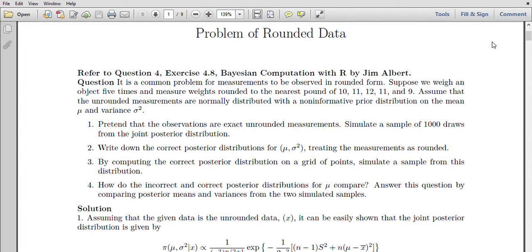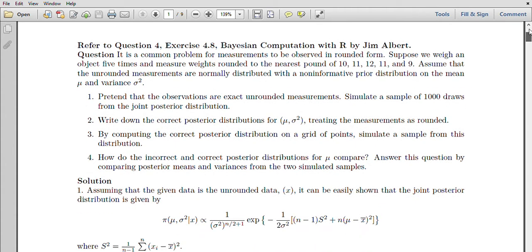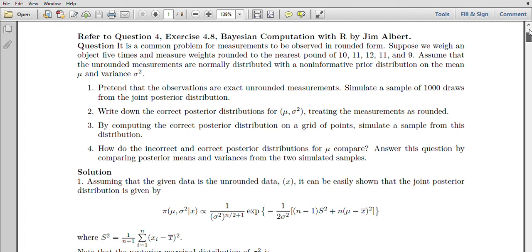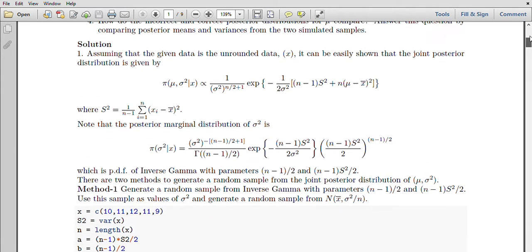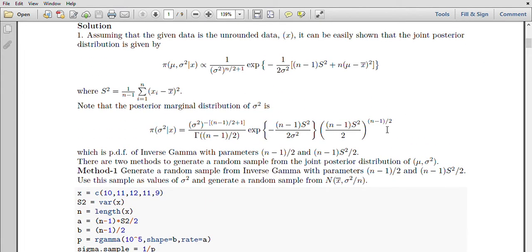Now let us see how we can proceed. Suppose the first approach, that is, assume that the observations are unrounded. So we have observations on x, where x follows a normal distribution with mean mu and variance sigma square. The posterior distribution is proportional to the joint distribution of x's, mu and sigma square. This we have already discussed in the previous lecture. The marginal posterior distribution of sigma square is an inverse gamma distribution with parameters (n minus 1)/2 and (n minus 1) times a square by 2, where a square is the sample variance.